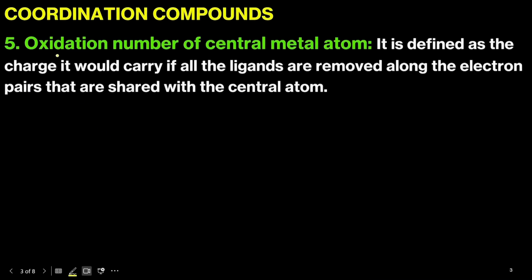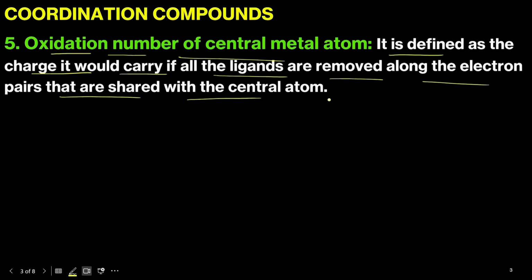Next one is the oxidation number of the central metal atom. It is defined as the charge it would carry if all the ligands are removed along with the electron pairs that are shared with the central atom. The oxidation number of the central metal atom or ion is calculated by the usual method, that is, the sum of the oxidation numbers of all the atoms or groups in a molecule is equal to 0.